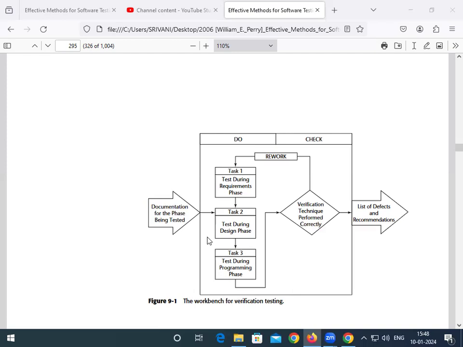The verification, the third phase, is during the programming phase.